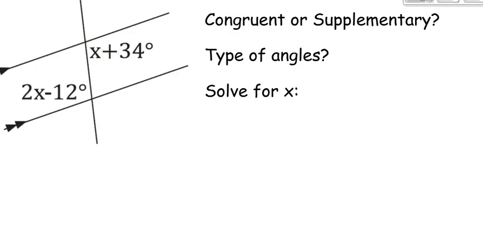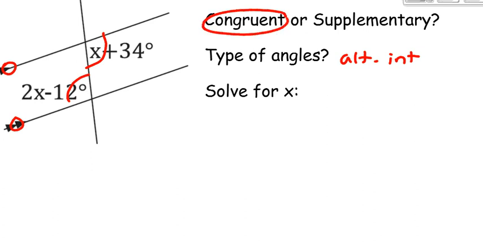All right, so congruent or supplementary. Since the lines are parallel, are marked parallel over here on the way left, that means that these are alternating interior angles, which makes them congruent. And then your equation is you're going to set them equal to each other. So 2x minus 12 equals 3x plus 34.